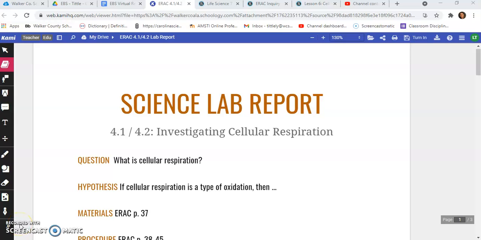For Inquiry 4.1 and 4.2, we're going to be investigating cellular respiration. When we breathe in air, we take in oxygen, and when we eat food and go through digestion, we take in nutrients like glucose. So we're going to be using that oxygen from our breathing and that glucose from our digestion for cellular respiration.